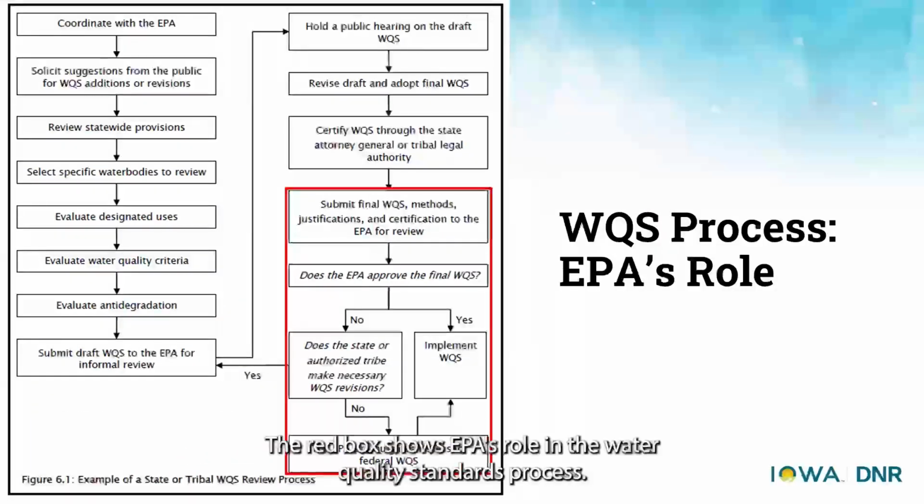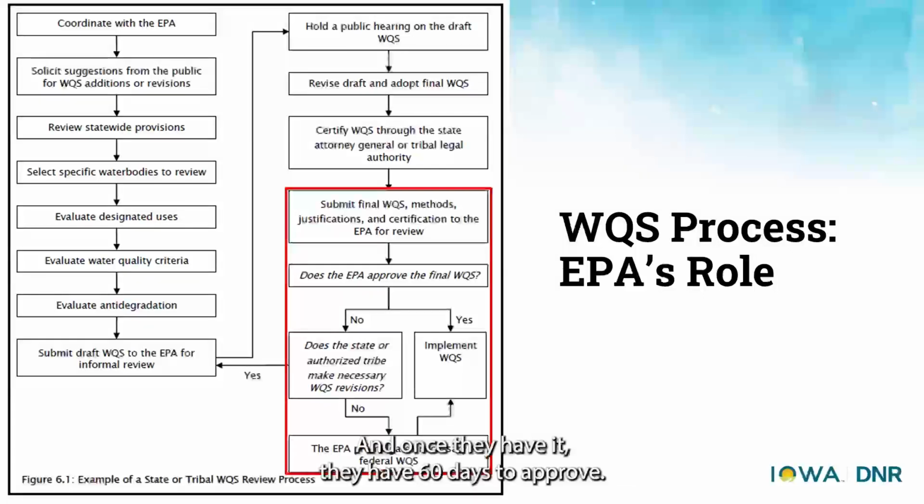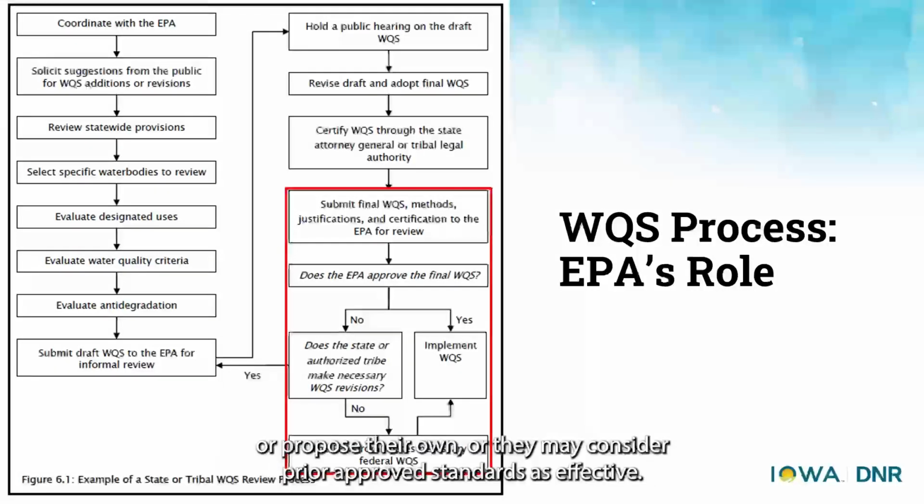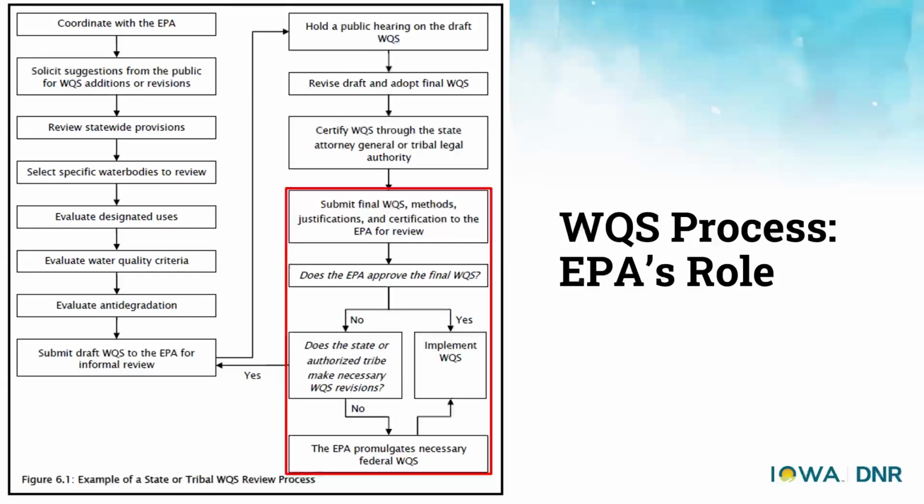The red box shows EPA's role in the water quality standards process. So as I mentioned before, after the state AG certifies it, we submit it to EPA. And once they have it, they have 60 days to approve. If they approve it, the standard is effective under the Clean Water Act. If they disapprove, they have 90 days. And if they disapprove, EPA is required to promulgate standards or propose their own, or they may consider prior approved standards as effective.